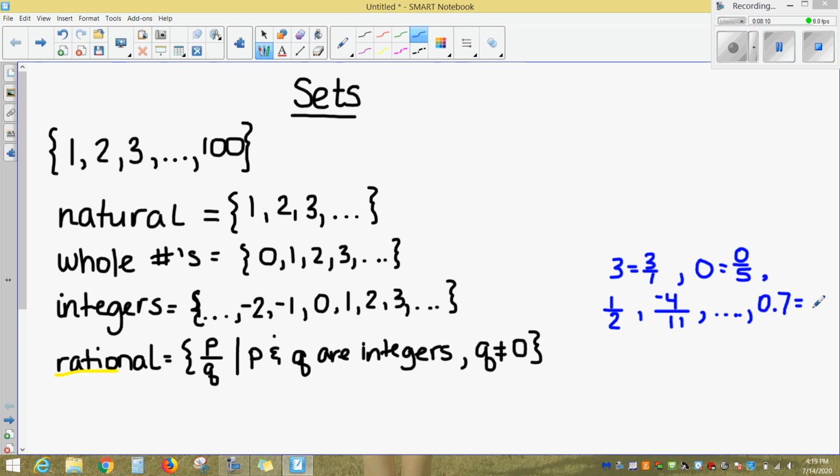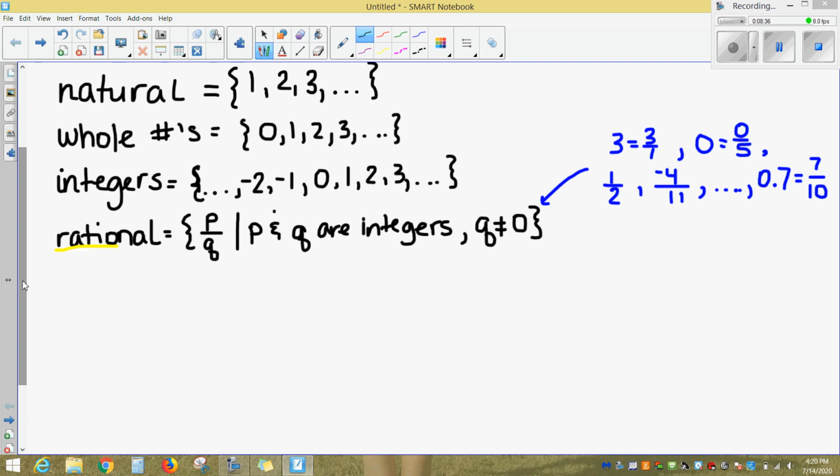But also the decimal value 0.7 is considered rational because its real name, instead of 0.7, is the fraction 7/10. So numbers may not be given to us in fraction form, but if they can be written as a ratio of two integers, then they fall into that category of being a rational number. So again, remember that all natural numbers are also whole numbers, all whole numbers are integers, all integers are rational numbers. But instead of making that set bigger, let's talk about the set of irrational numbers next.